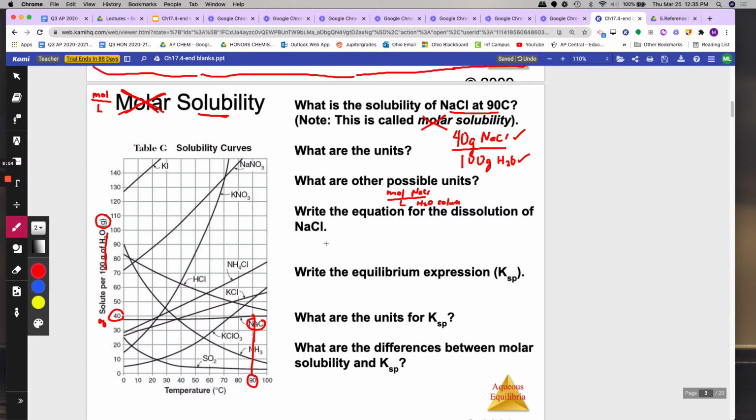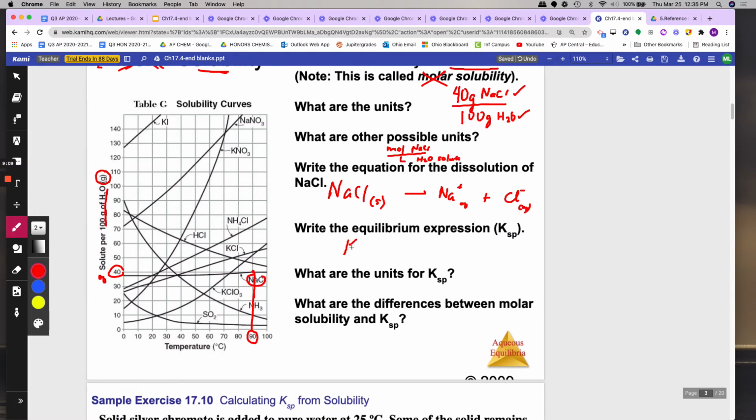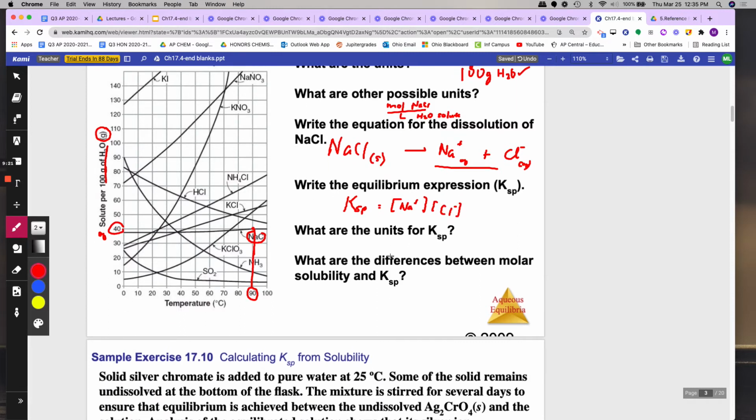Write the equation for the dissolution of NaCl. So solid NaCl becomes Na+ aqueous and Cl- aqueous. Write the equilibrium expression. The equilibrium expression will be called Ksp in this case, and it would be products over reactants: Na+ times Cl-. What are the units for Ksp? No units. All equilibrium constants have no units.